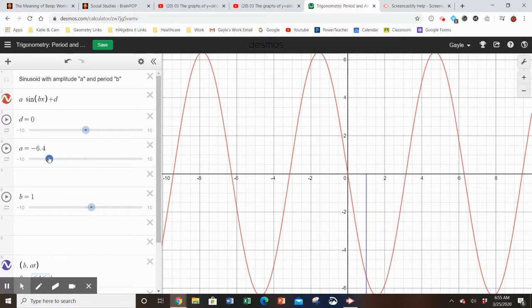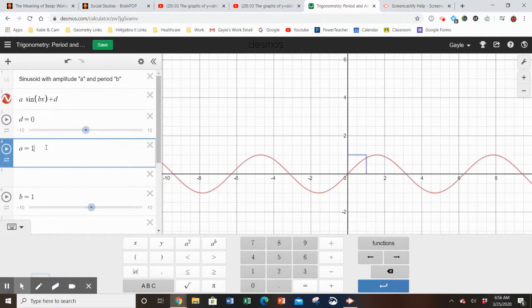And if you look here, what has happened is because it's negative, we have a reflection. So if you look at the 0, instead of going up first, it's going down first. That's because it's a reflection. All right, I'm going to put this one back to 1. I think I can maybe do that easier by typing it in.